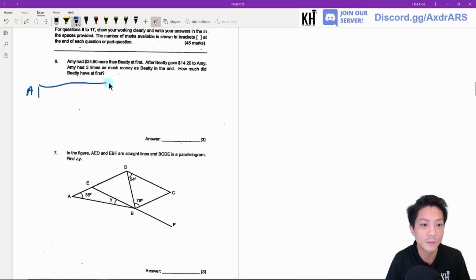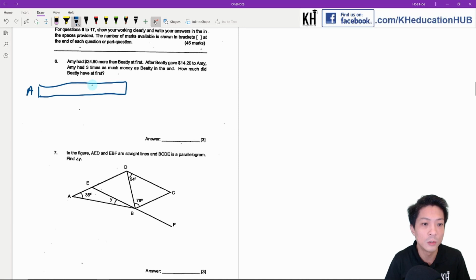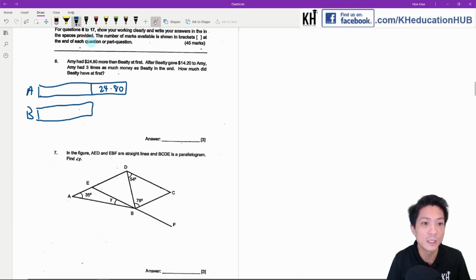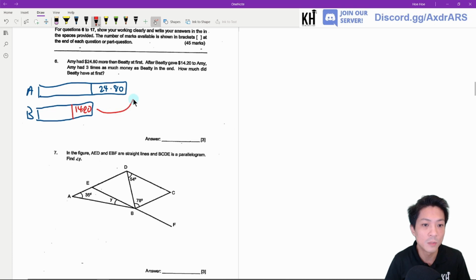So Amy. Okay, I do not know how big or how small $24.80 is. Let me just draw a random block. Betty is gonna be like this. Okay, after Betty gave $14.20, I'm gonna draw out a block. Okay, this is the $14.20. It's gonna be transferred over here.